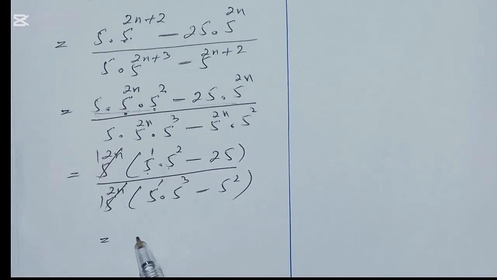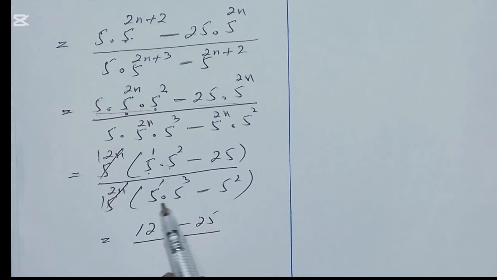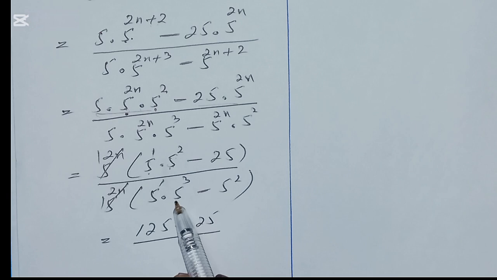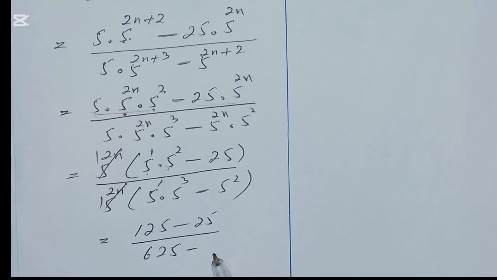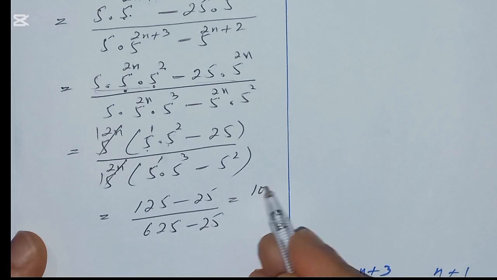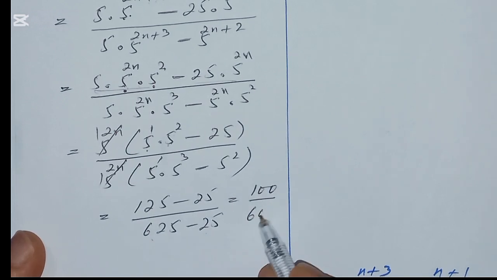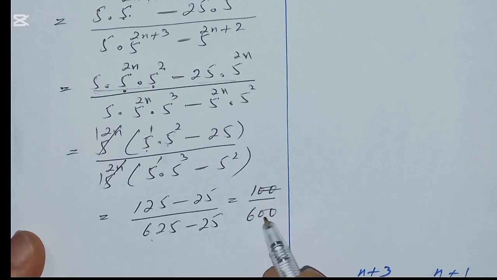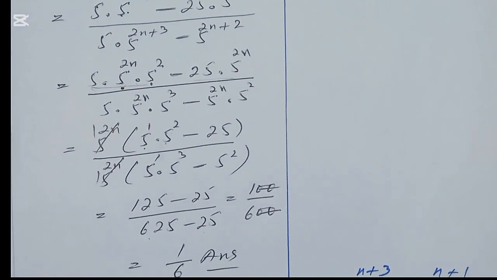25 5s are 125. 125 minus 25, and 5 power 3 means 125. 125 multiply 5, 625. 625 minus 5 power 2, which means 25. So the answer is 100 by 625 minus 25, 600. So 20 cancels with 20. The final answer is 1 by 6. 1 by 6 is the simplest form of this question.